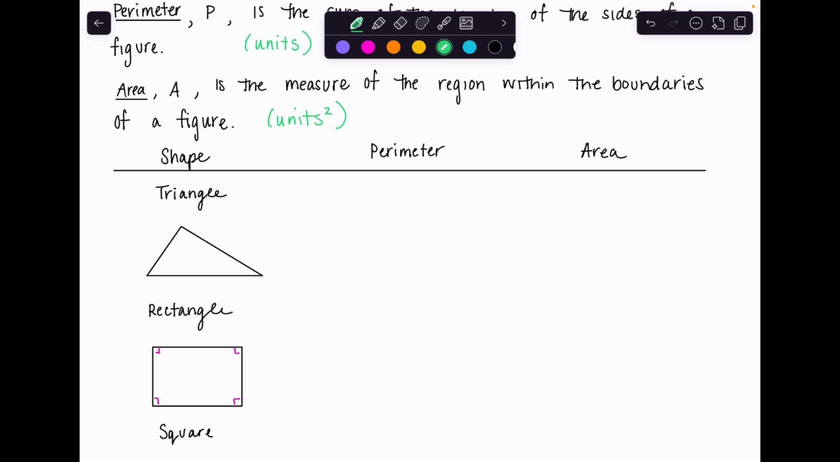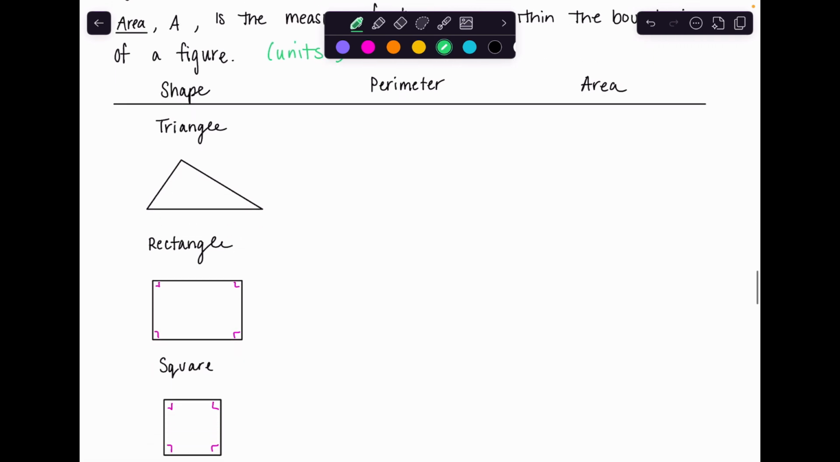Perimeter is one of those things I never tell you to remember a formula for, except for the circle. Because with perimeter, it's just adding up the side lengths. The areas, however, are something you do need to know. So if I have a triangle, let's say the sides are A, B, and C. The perimeter is just directly adding those three sides together. To be able to find the area, though, I need a little bit more information.